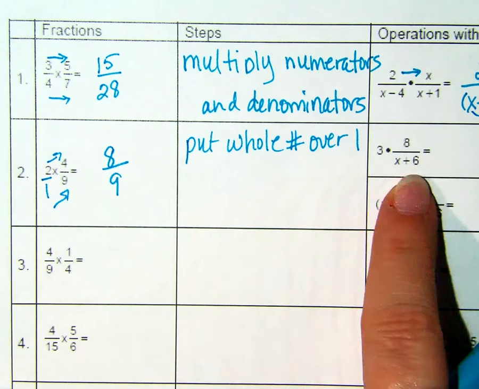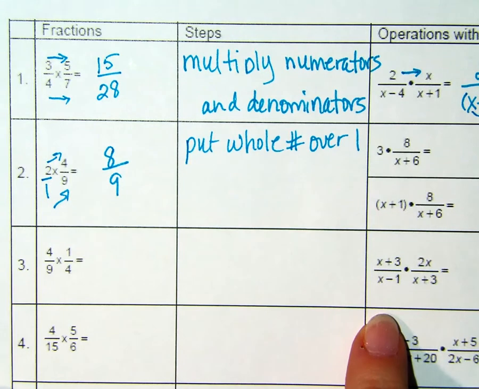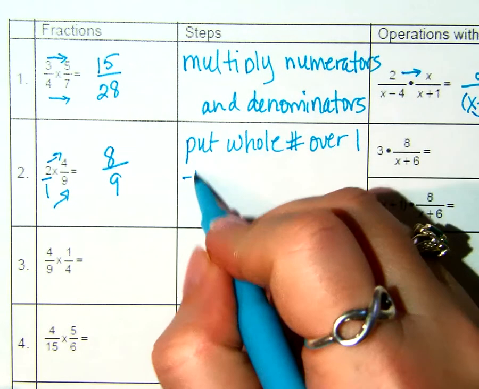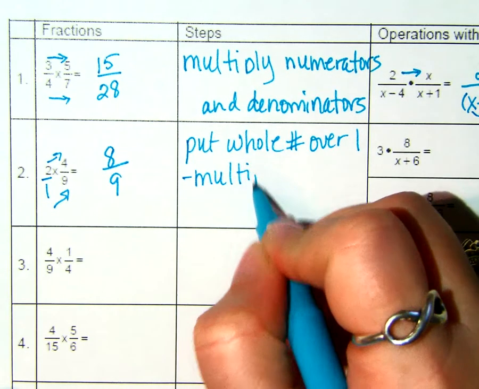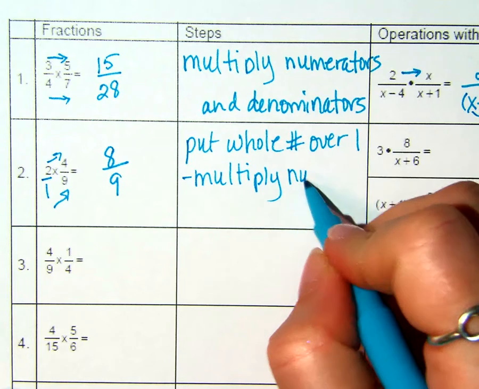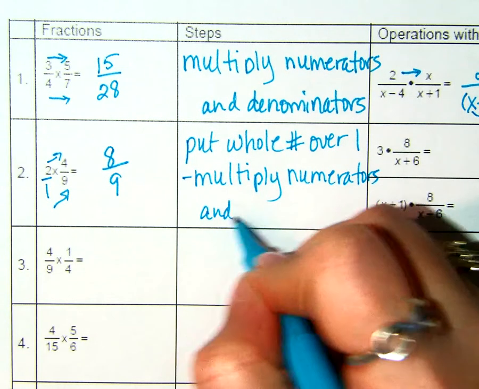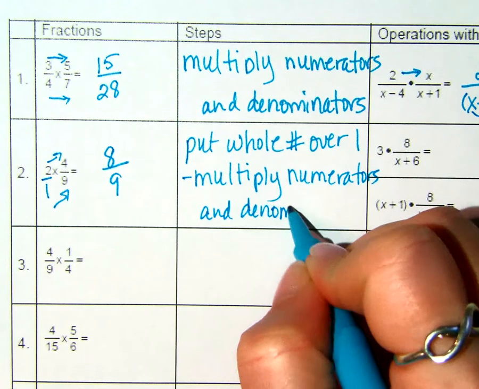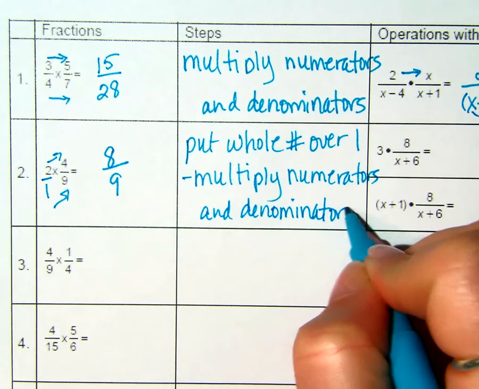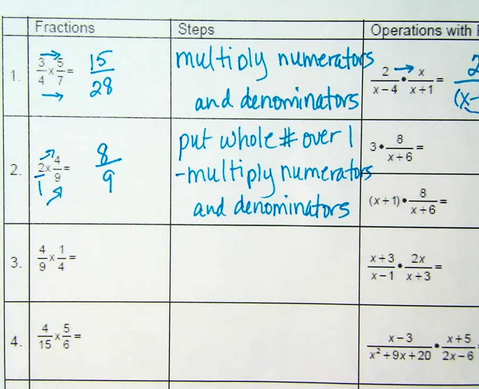After we put the whole number over 1, then what did we do? Multiply numerators. And? Very good. Multiply numerators and denominators.